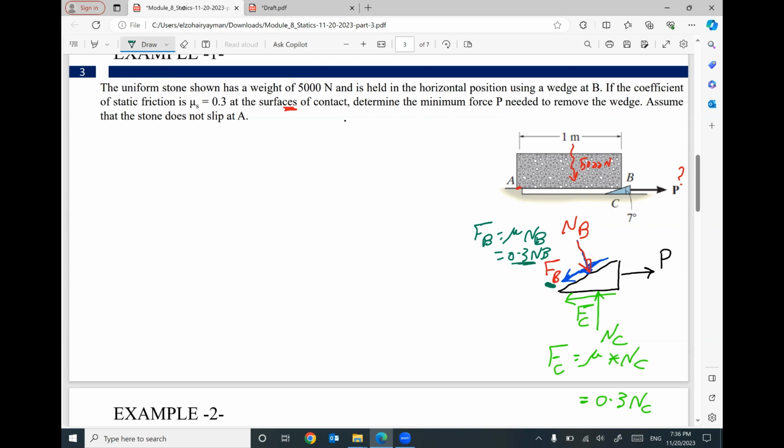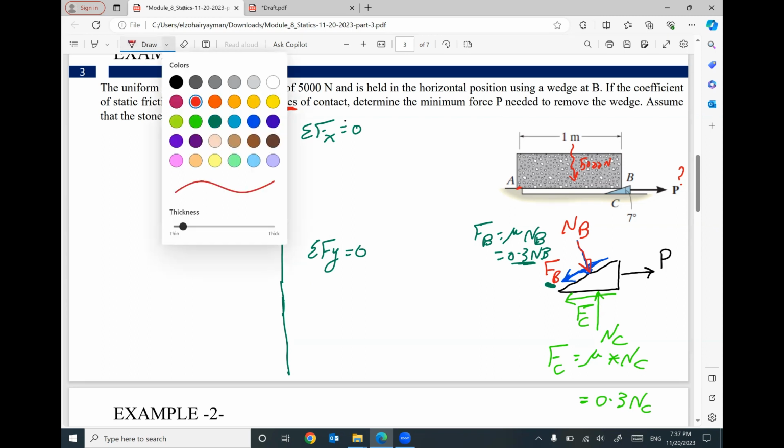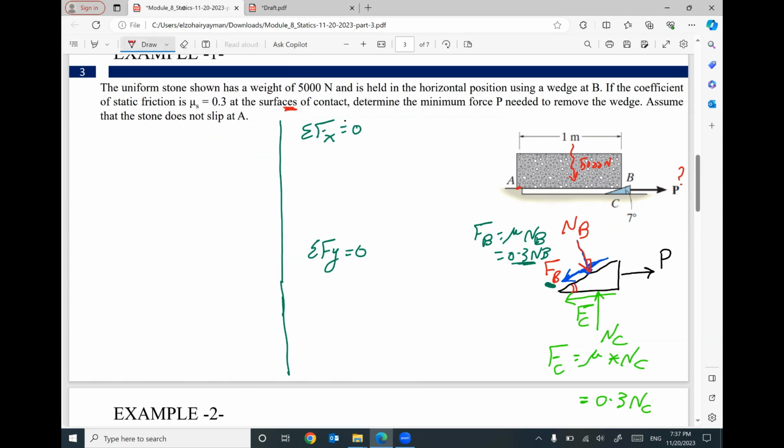Nothing else at this wedge. So I can start to apply the two equilibrium equations, summation F of x equals 0 and summation F of y equals 0, and see what will happen. Does that make sense? So keep in your mind, this angle is given as 7 degrees.